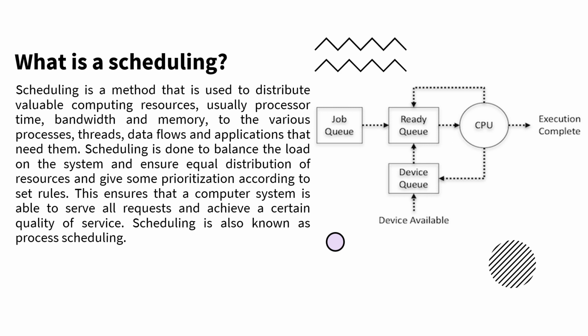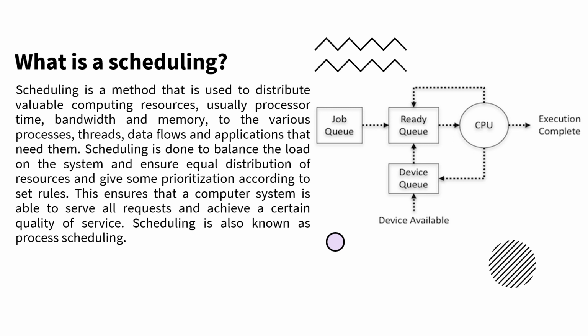First of all, before learning what FCFS scheduling is, let's learn what is meant by scheduling. Scheduling is a method used to distribute or allocate a computing resource, usually as a dispatched flow in a certain way. It's application oriented and is used to balance the load in the system and ensure equal distribution according to a set of rules. This ensures requests are served in the correct order, and it is also known as service scheduling.